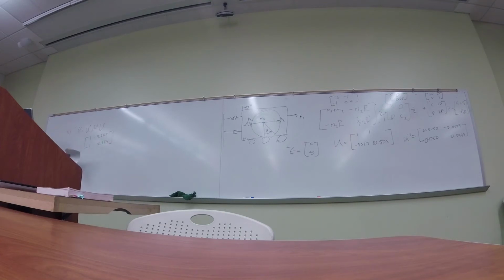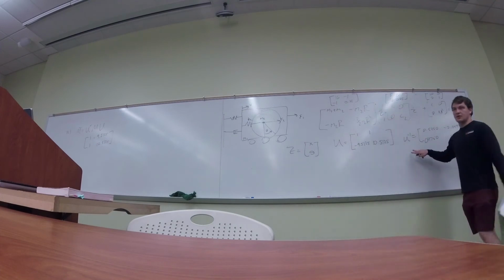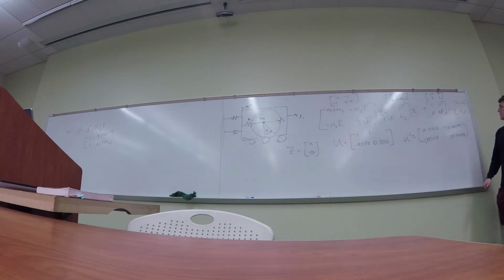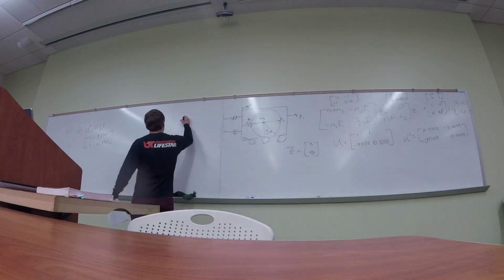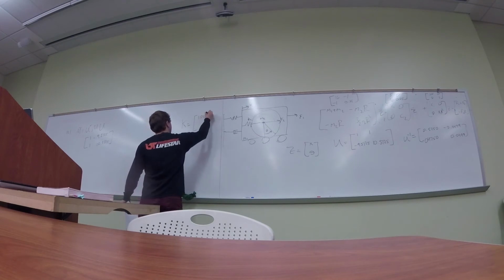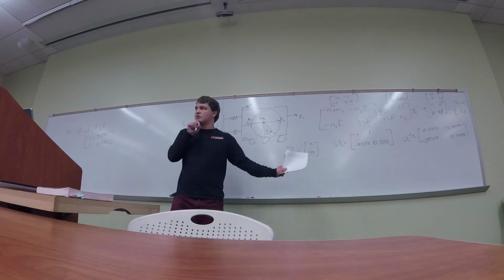Do you have any issues seeing stuff over there? Sorry, I'm drawing a little slow. Do you need this? What are you missing? The K matrix? Oh, so K is equal to 100, 0, 0, 1. Do you need anything else over here? Okay.